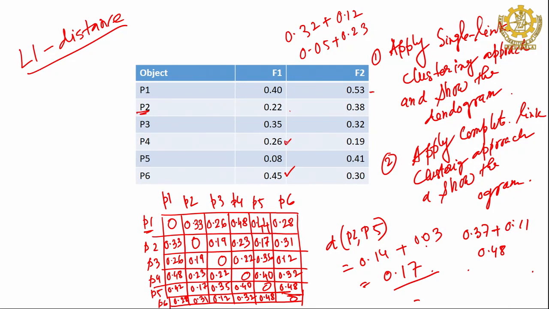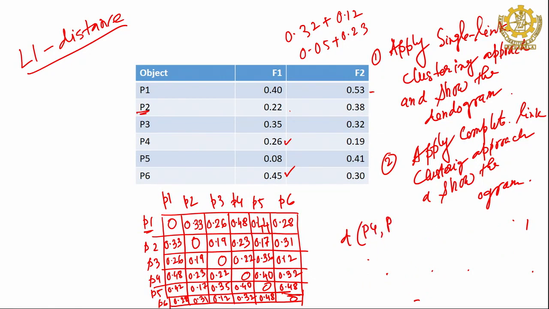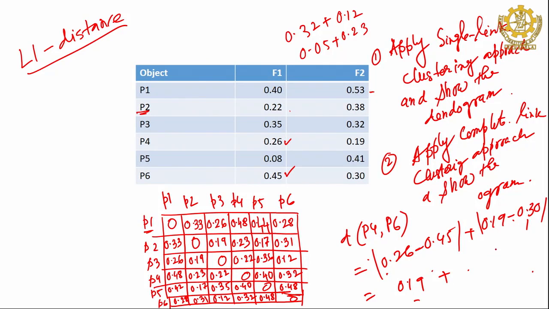46 is how much? So distance from P4 P6, this is 0.26 minus 0.45 plus 0.19 minus 30. So this is how much? 0.19 plus this is 0.11. So this will be 0.3. How much? 0.3. Okay.